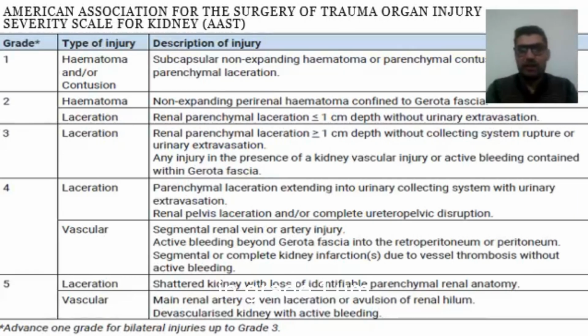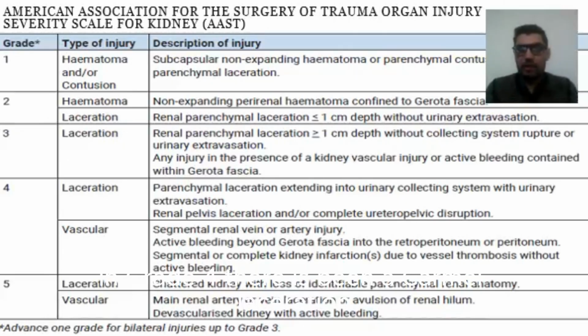In grade 1, there is subcapsular non-expanding hematoma or parenchymal contusions. In grade 2, there is a non-expanding hematoma confined to the retroperitoneum or renal parenchymal laceration less than or equal to 1 centimeter depth without urine extravasation. In grade 3, there is laceration greater than or equal to 1 centimeter depth without collecting system rupture or urine extravasation, or any injury in the presence of a kidney vascular injury or active bleeding contained within the retroperitoneum.